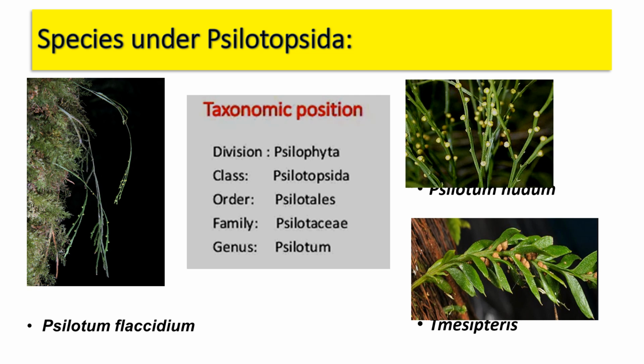This is the systematic position of Psilotum. In the Psilotaceae, there are two genera, Psilotum and Tmesipteris. Under Psilotum, there are two popular species, Psilotum nudum and Psilotum flaccidum. In Psilotum nudum, you can see the erect aerial shoot. In Psilotum flaccidum, you can see the pendant aerial structure.